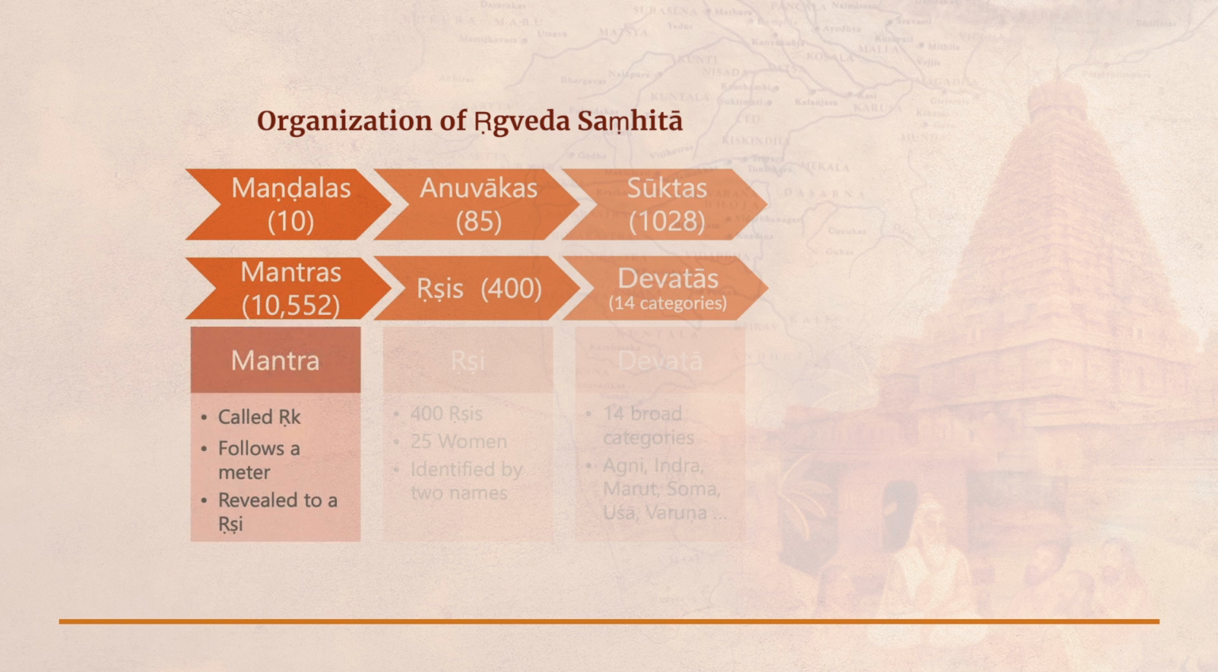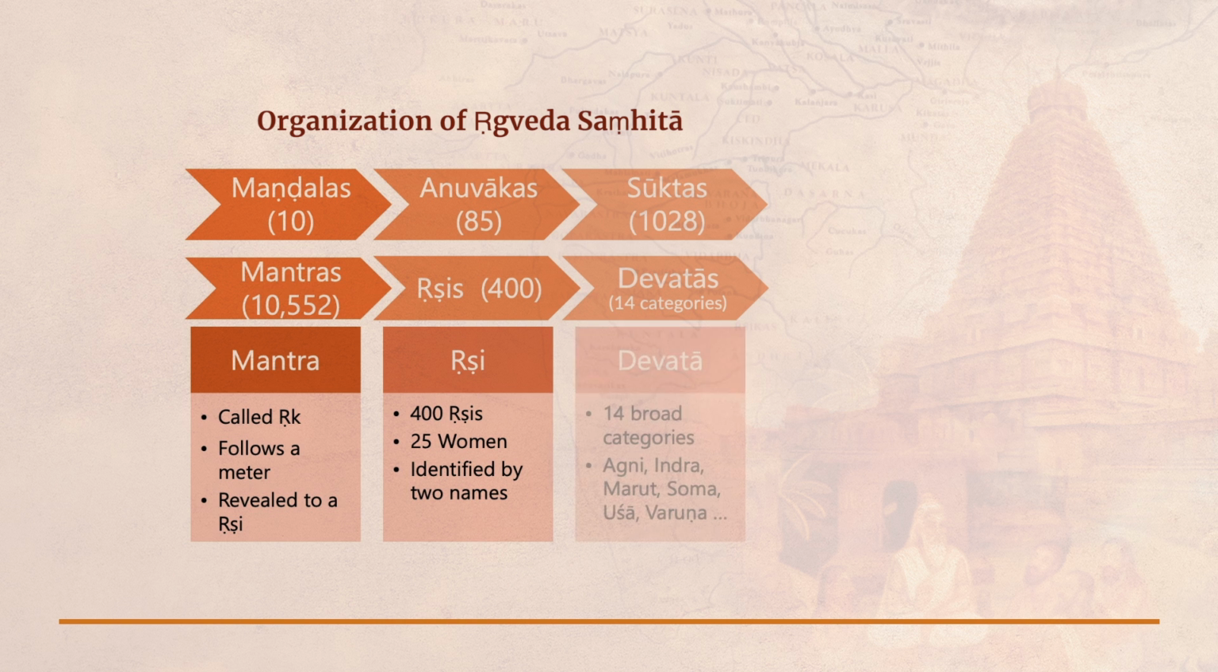Each mantra in the Rigveda is called a Rik. I already told you in one of the earlier videos. It follows a particular meter. There is a specific meter with which these mantras are uttered. It is revealed to a certain rishi. As I told you, 400 rishis are there, and it is very important to note that 25 of them are women rishis. They have also found these mantras. And the convention in Rigveda is that each rishi is identified by 2 names. So this is about the rishi part of it.